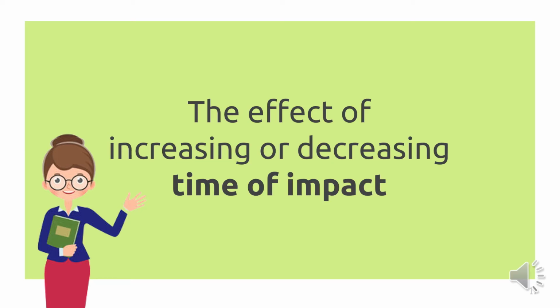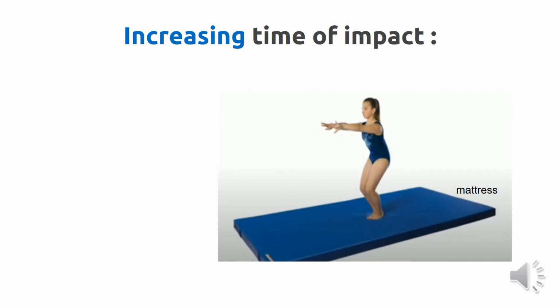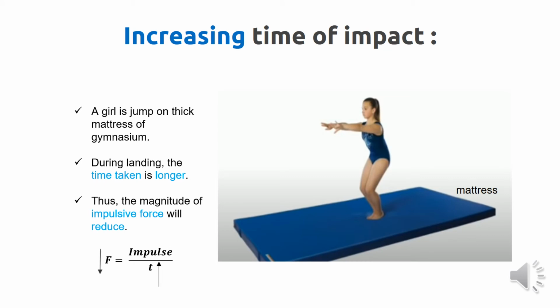Now, let's move on to the effect of increasing or decreasing the time of impact. First, what will happen when we increase the time of impact? Okay, this is the situation. The girl and the mattress. A girl jumps on a thick mattress of a gymnasium. During landing, the time taken is longer because of the mattress. Thus, the magnitude of impulsive force will reduce. Look at the formula of impulsive force. When the time taken is longer, the impulsive force will reduce.